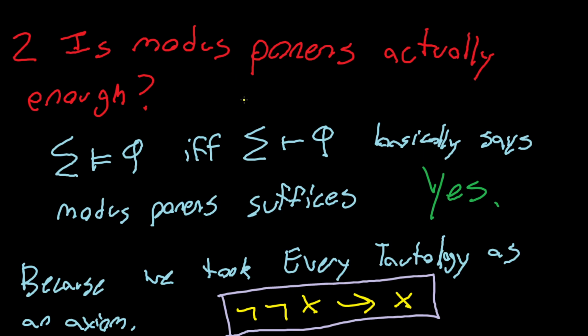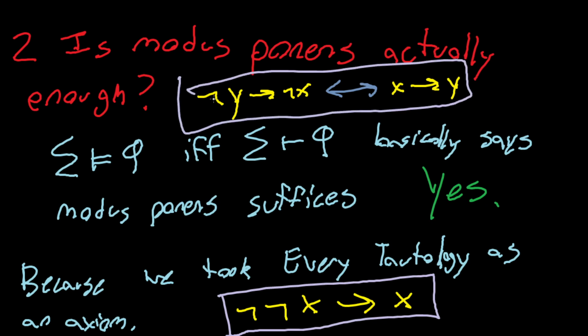Another example, I'm running out of space, so I'll write it up here, but another example of a tautology is not y implies not x, if and only if x implies y, right? This right here is a proof by contrapositive. And of course, what I've just written here, you can do the truth table and check that this is a tautology. So I'm just making this distinction because you may have seen other systems, right?